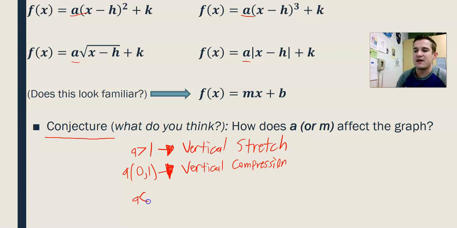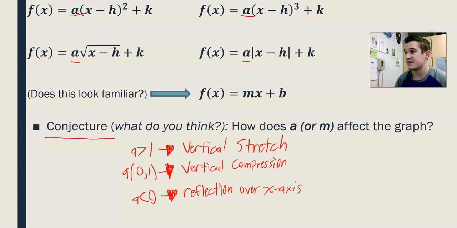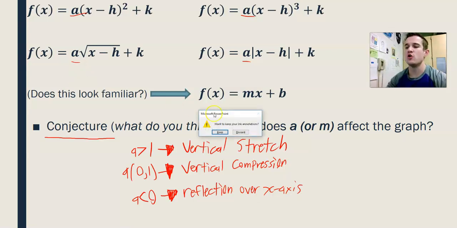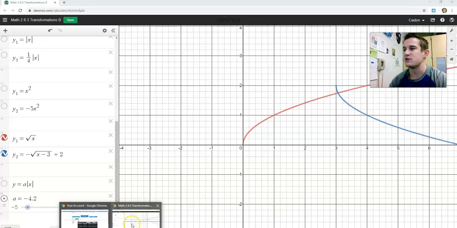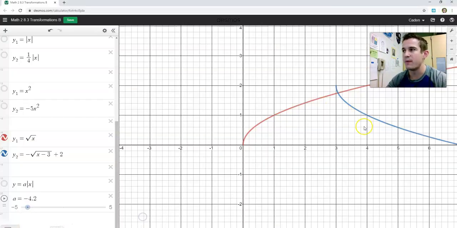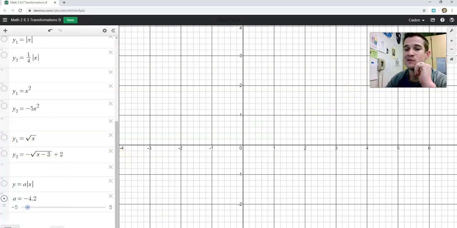And then if I have an a value that's less than 0, so if it's negative, that's going to cause a reflection. Specifically, a reflection over the x-axis. So it's going to flip over the x-axis. So I want to show you back in Desmos what that looks like. If you need to rewind my video and go back to that slide so you can copy those down, that's great. But right down here at the bottom, I'm going to change this back to what I want it to be.